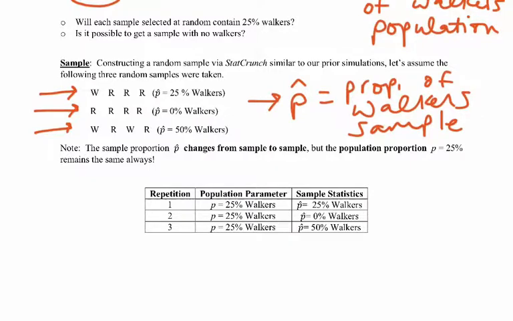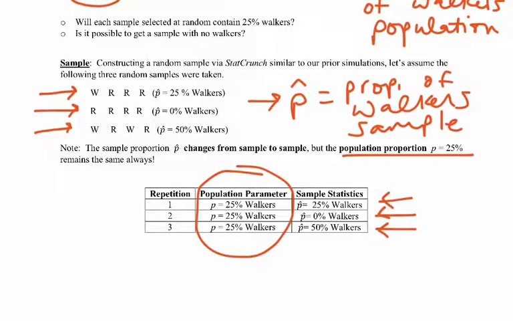In a survey or a poll, it's going to be the same thing. The proportion of people who say they're going to vote for a certain candidate is going to fluctuate from one sample to the next. But the population proportion never changes. That's always going to be 25% here. So this table below just summarizes what we've got so far. In the first repetition, we had p hat of 25%. In the second repetition, we had p hat of 0. And in the third repetition, we had p hat of 50%. Again, notice the population parameter does not change at all.